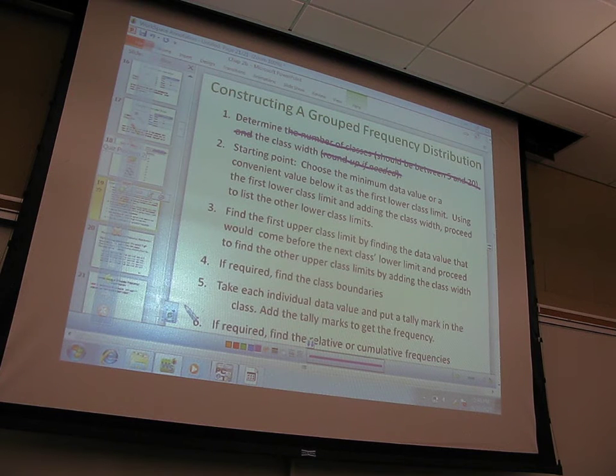Good? After you find all of your lower limits, then you can pop in and find your upper limits. And you have boundaries and then frequencies. How do you find your frequencies? You literally count how many fall in that range. And then your relative or cumulative frequencies if requested.